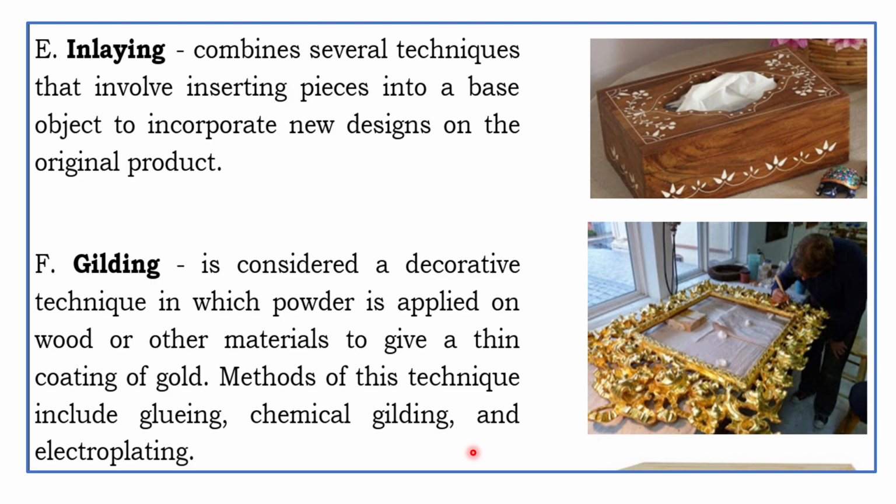Next, we have letter F, gilding. So gilding is a technique in which powder is applied on wood or other materials to give a thin coating of gold. Methods of this technique include gluing, chemical gilding, and electroplating.